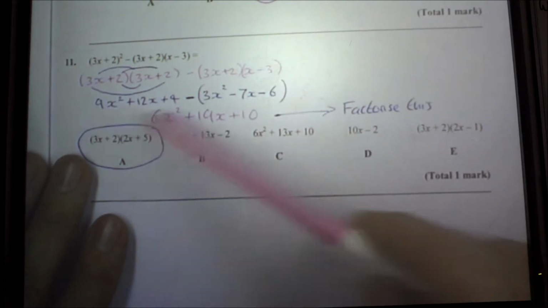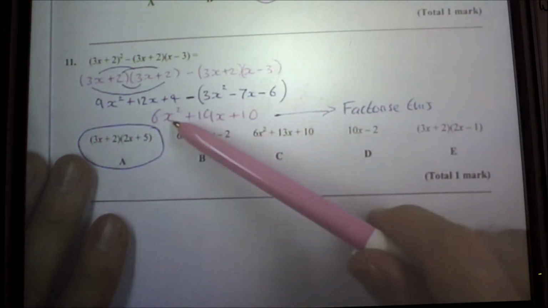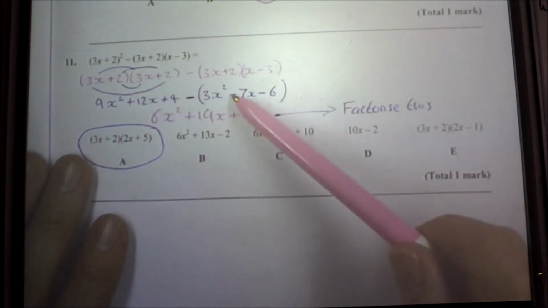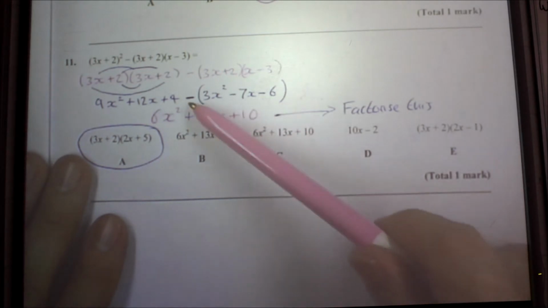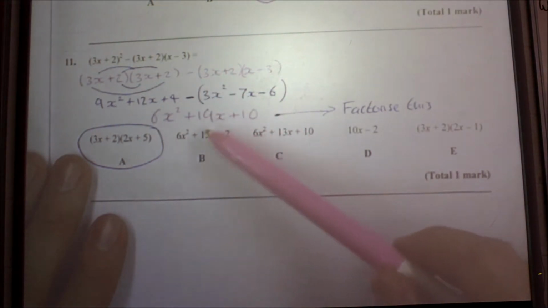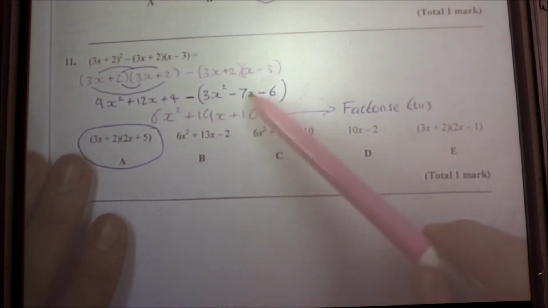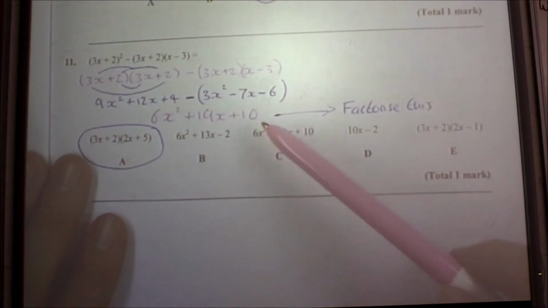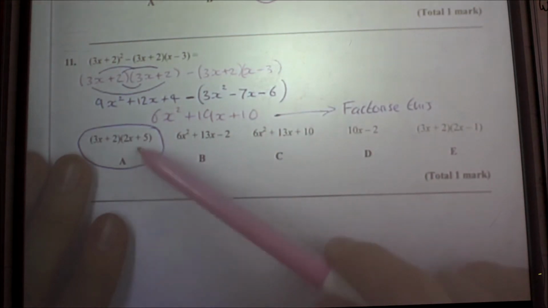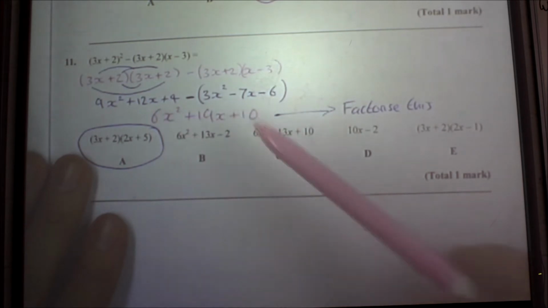So 9x squared take away 3x squared is 6x squared. 12x take away negative 7x, so it's a double negative there, so it turns into a positive, so 12x add 7x is 19x. And 4 take away negative 6, again turns into a plus, is 10. Once you've got this, factorise it and it will turn into one of these, and it is this one here. Because you multiply that out, you will get that.